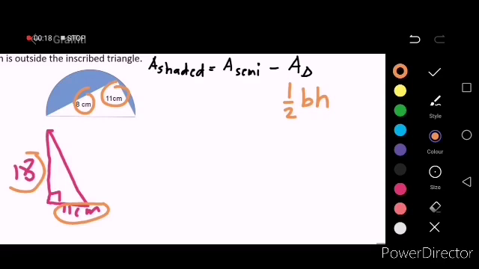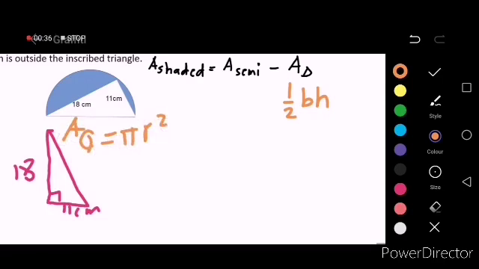Kaso, ano ang area ng semicircle natin? If it's a semicircle, it's clear to us that the area of the semicircle is just half the area of the circle. So, if the area of the circle is pi r squared, all you need to do is to divide this area by 2 for you to have the area of the semicircle, right? But in this case, we have a concern. Why? Because we don't know the radius, right? So, paano natin nahanap yung radius natin?